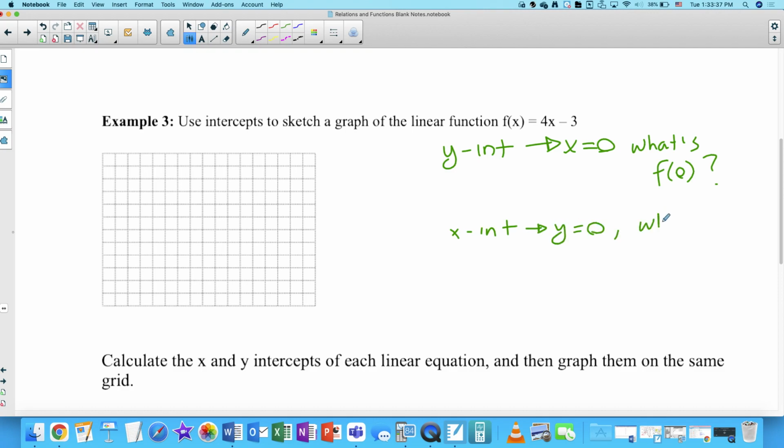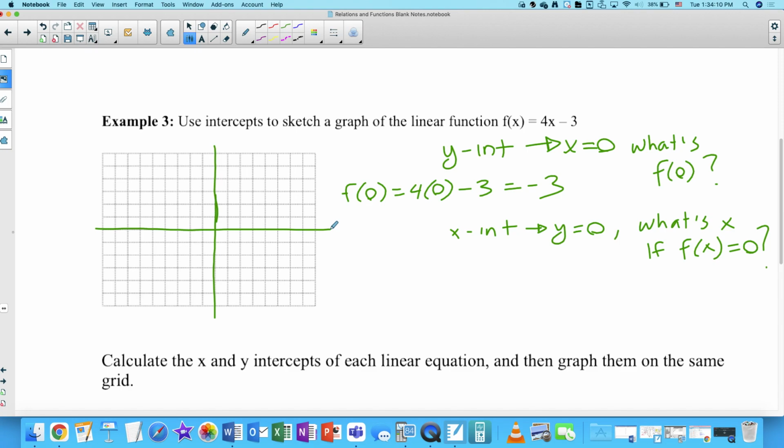Okay. Let's start with this one. If x is 0, what's f of x? Yeah. f of 0 is 4 times 0 minus 3, which is negative 3. So I'm going to draw some axes. Try and be as straight as I can. Okay. And then I have the point (0, -3). There's my y-intercept. Okay.